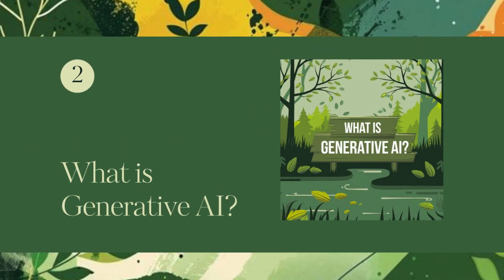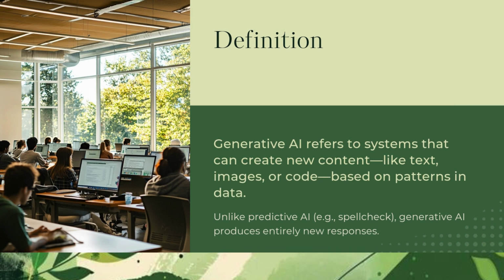Generative AI refers to systems that can create new content, things like text or images or code, based on patterns in data. Unlike predictive tools like spell check, generative AI produces entirely new responses based on the prompt you give. That, of course, is problematic as an instructor, right? Because students want to use this. That is what generative AI is. All of these systems are trained on massive data sets and they respond to user input in real time.